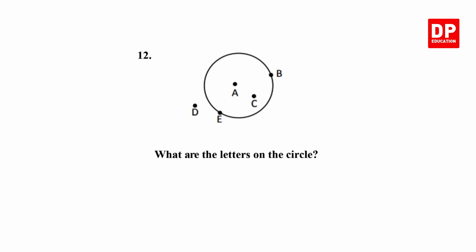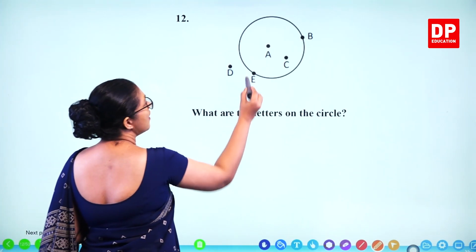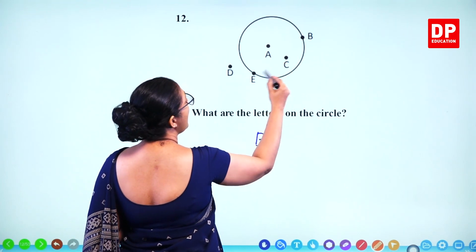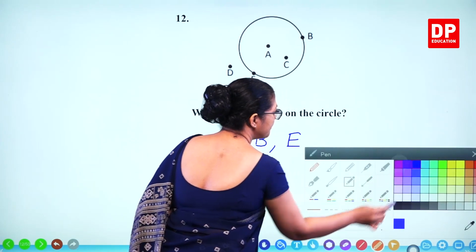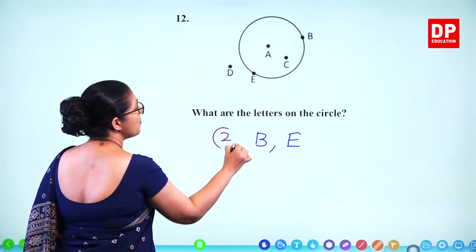Question number 12. What are the letters on the circle? Letter B and E. Two marks.